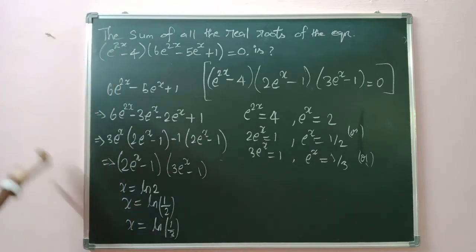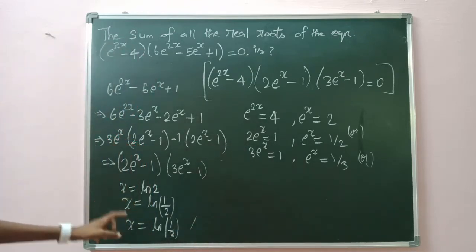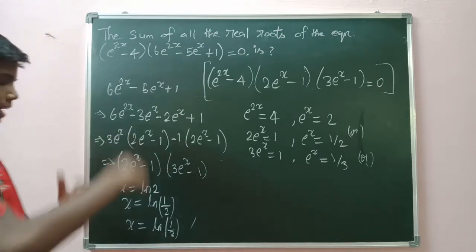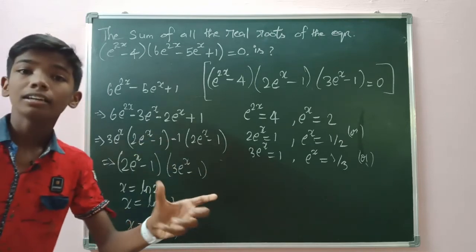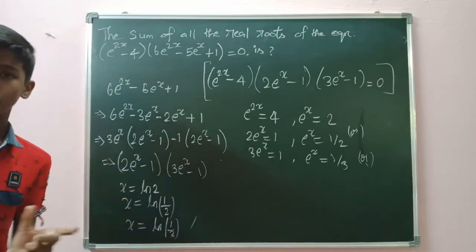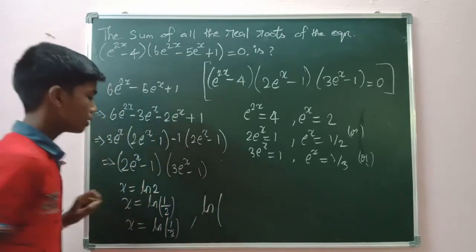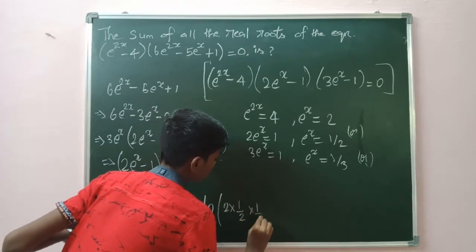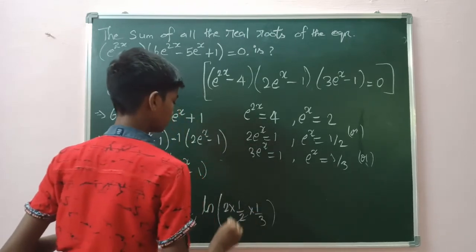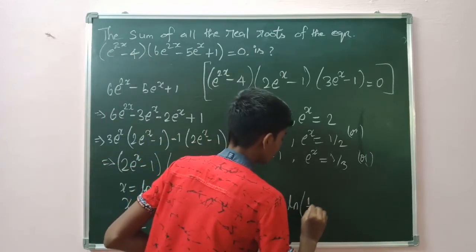So now they are asking sum of all the real roots. Just you are supposed to add these three values. You will get ln of 2 plus ln of 1 by 2 plus ln of 1 by 3. You can use the log properties. As I am adding up, you can product all the expression inside values. You can multiply all the inside values so that you will get ln of 2 into 1 by 2 into 1 by 3. So these two will cancel. So finally get the answer as ln of 1 by 3.